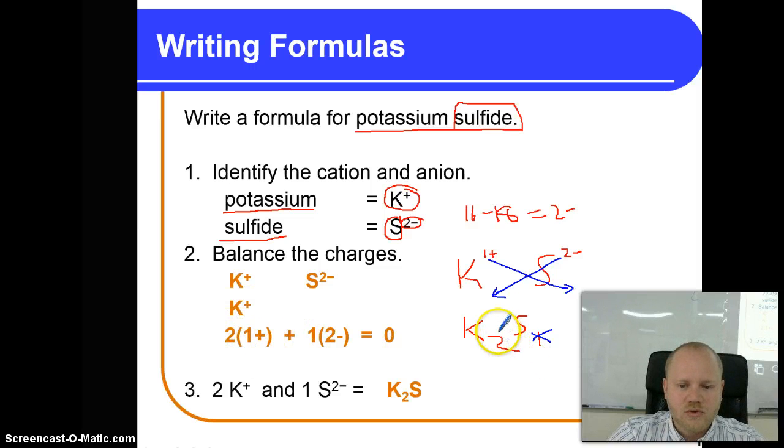If we have 2 potassium ions with a charge of +1, that's a total of +2. And if we have 1 sulfide ion with a charge of -2, that's a total of -2. And when we add these two together, we get 0. Good. We're set.